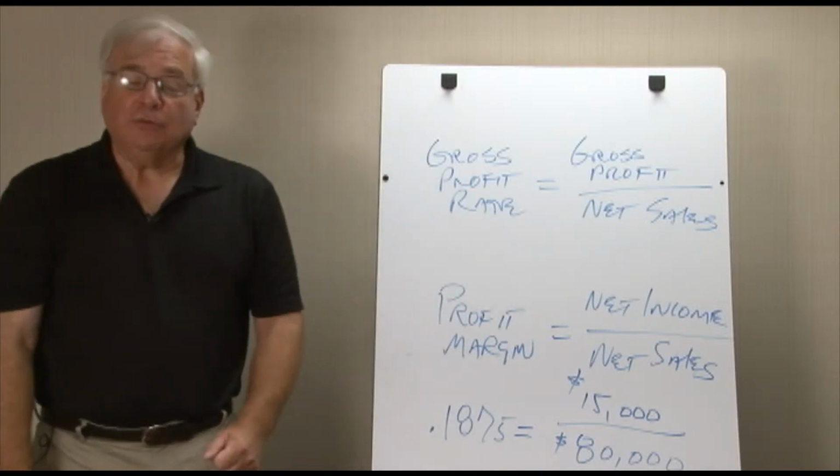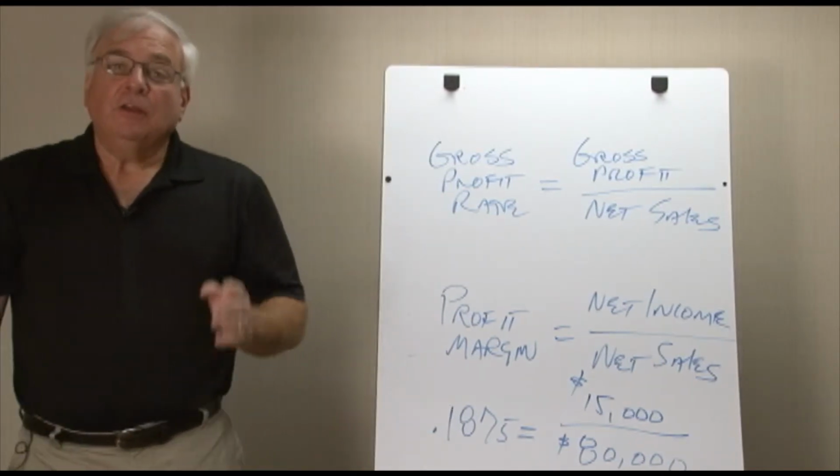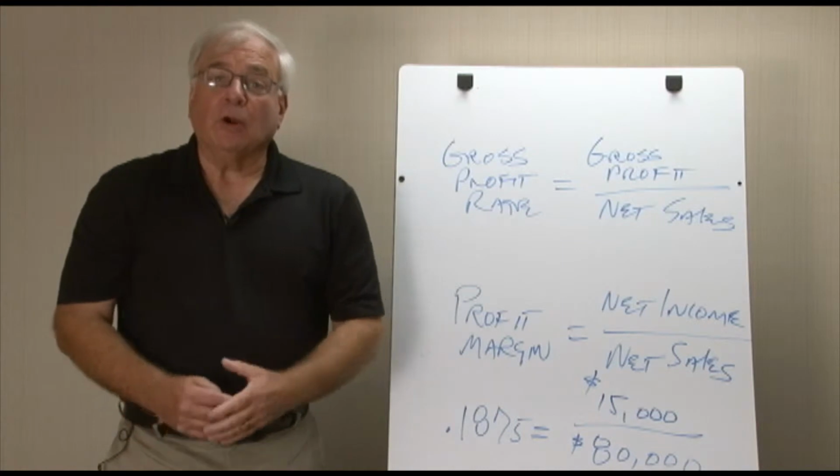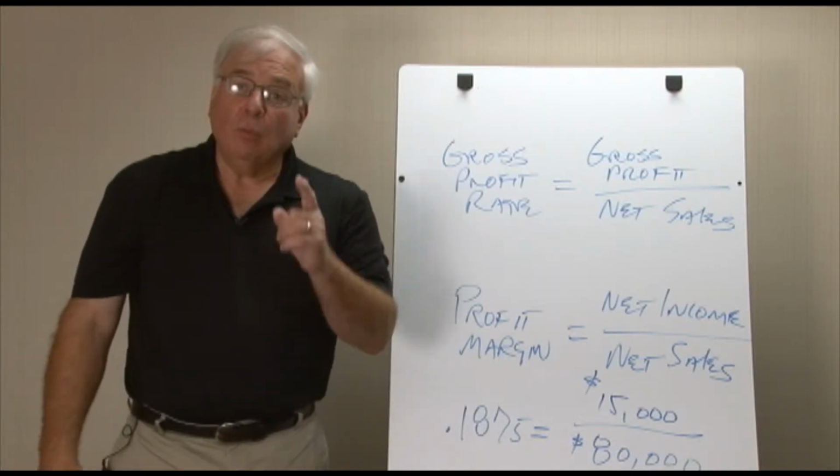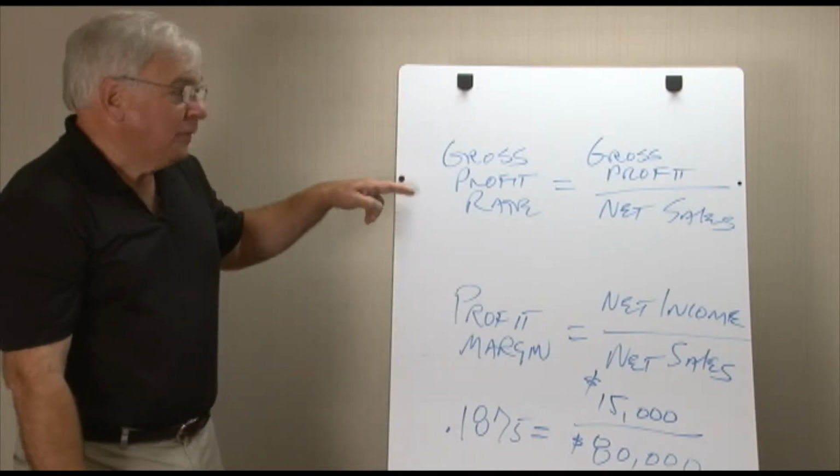In this type of income statement, the multi-step type, there are two pieces of information that are more readily available for us, the retail managers, to use. One of them is the gross profit rate.